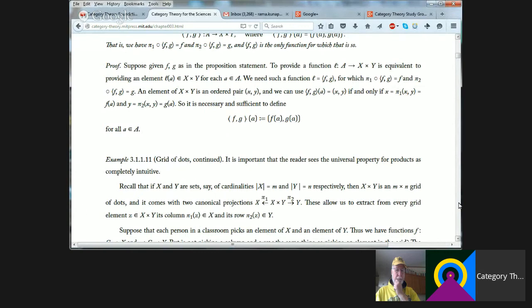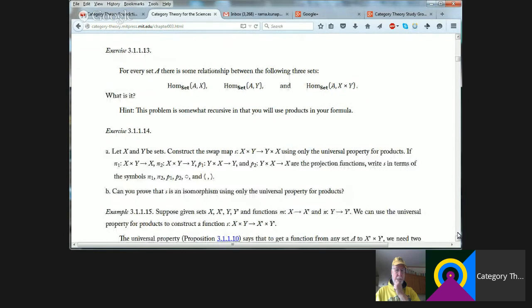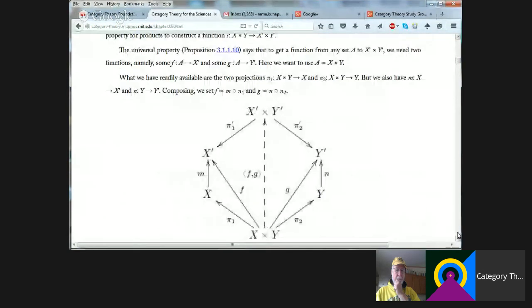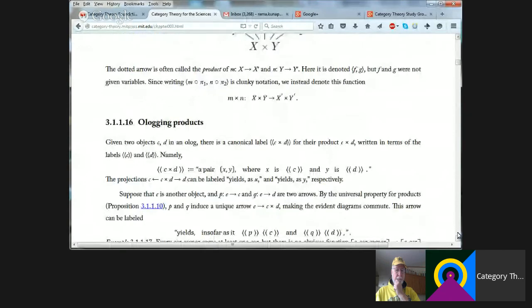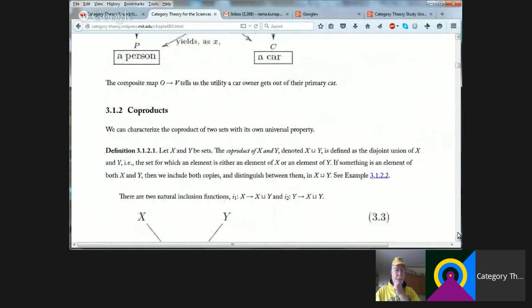There are some very nice examples in the next few pages. One example is some funny pairs that go to R with the property that z of the funny pairs equals 0. Then we take this universal property, and it guarantees a function to R cross R, which is nothing but the origin in the R squared space. There are a few more, slightly more complicated examples of these products. The same products can also be used for ologs. For example, you have two pairs, and you can do the ologs of products again. There are a few more examples of it.